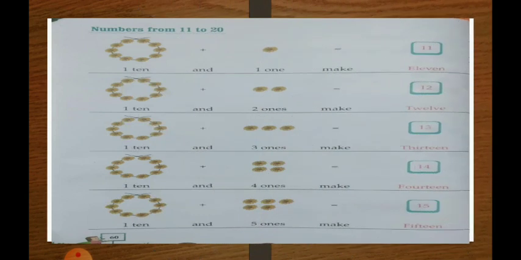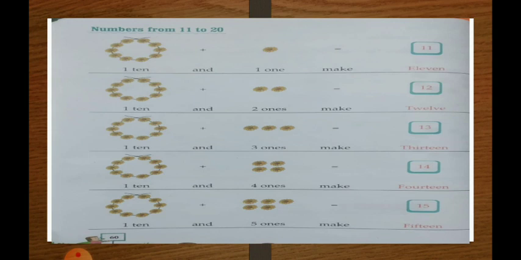Now here we are going to see the numbers from 11 to 20. Now you understand that 10 ones make a group of 10. It is called the 1 ten. 1 ten means 10. Always remember, 1 ten means the number 10. You have to repeat after me: 1 ten means the number 10. Now what will happen if we add some numbers to this 1 ten?